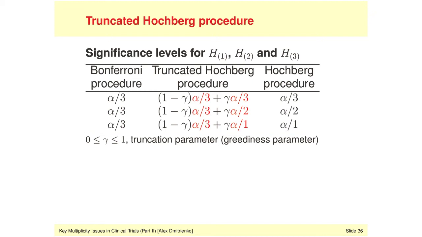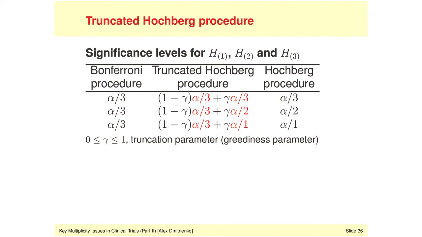We take the significance levels utilized by the Bonferroni procedure, and those are shown on the left-hand side of this table. All of those significance levels are simply alpha over 3. Now, moving on to the right-hand part of this table, we see the adjusted significance levels used by the Hochberg procedure. Those are given by alpha over 3. That's the significance level for the smallest p-value. Then alpha over 2 for the second smallest p-value. And finally, alpha over 1, or simply alpha. That's the adjusted significance level for the largest p-value.